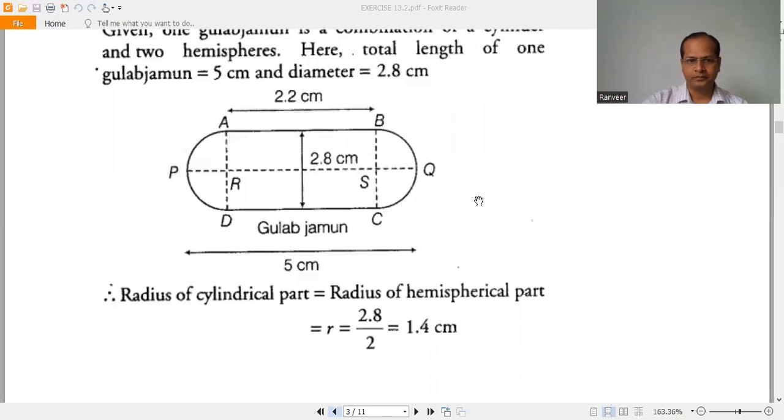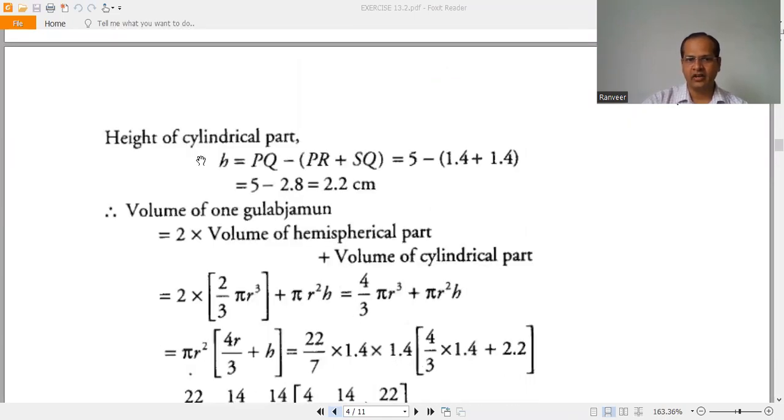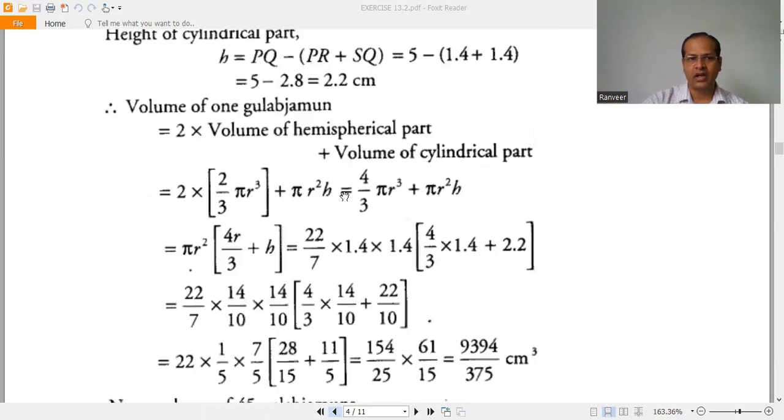Now, after that, the height of the cylinder we already found. Now, the volume of the gulab jamun is 2 into the volume of the hemispherical part plus the volume of the cylindrical part, because there are two hemispheres. So 2 times 2 by 3 pi r cube plus pi r square h. So this is 4 by 3 pi r cube plus pi r square h. Once we take pi r square common, always take the common and then try to solve, and always do the calculation at the end. So 4r by 3 plus h.